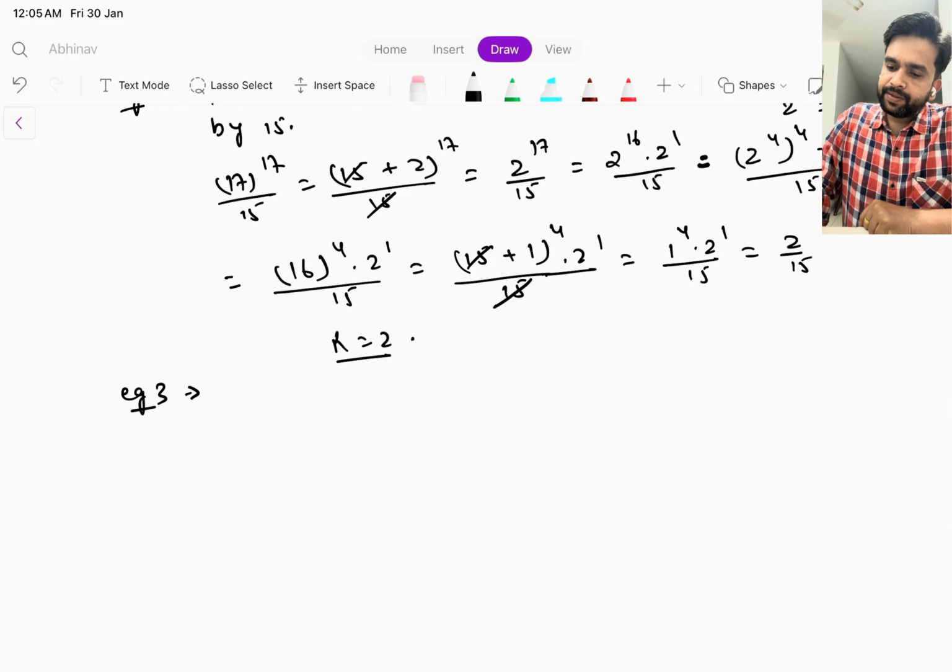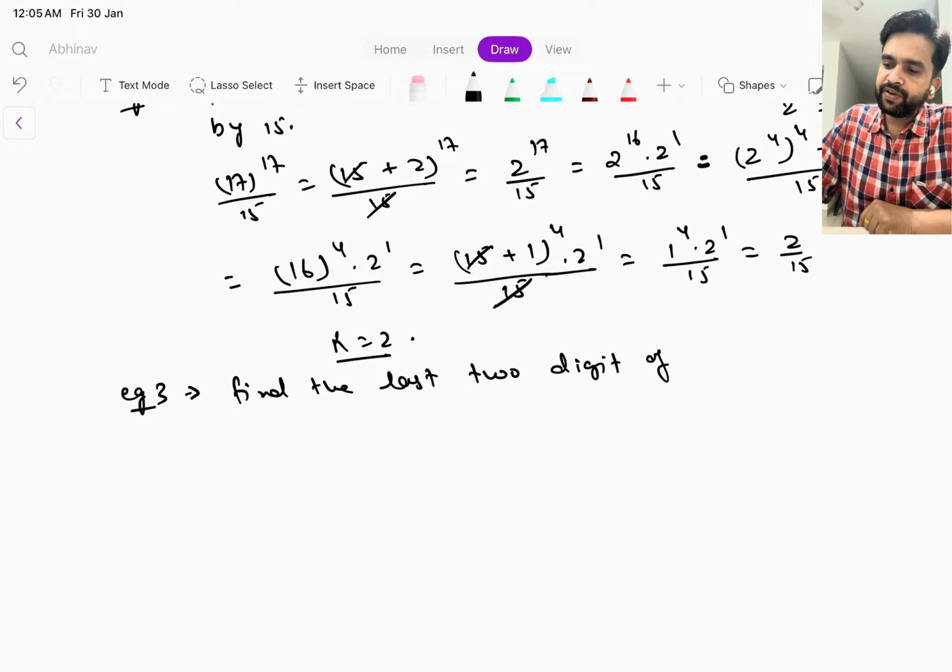Find the last 2 digits of 74 raised to power 20. Now how do I find the last 2 digits?